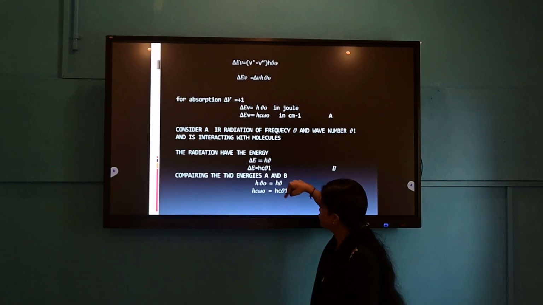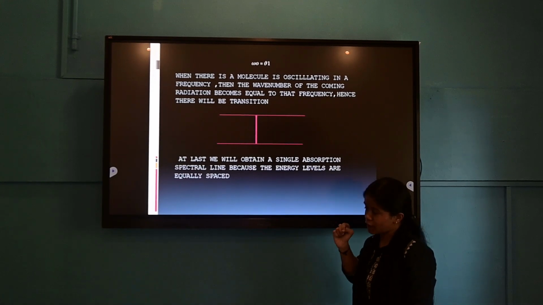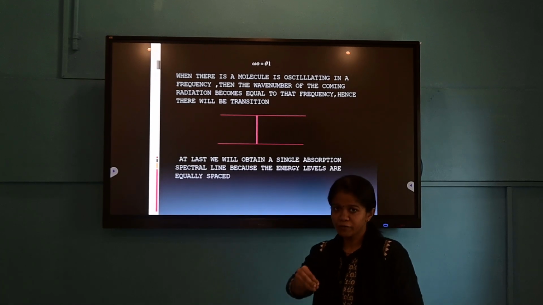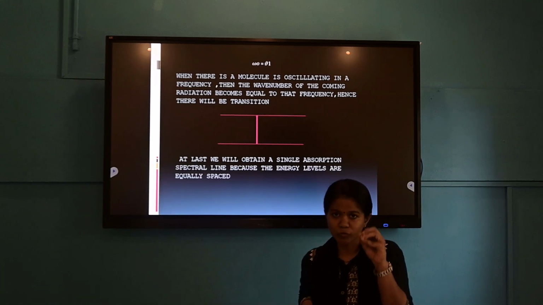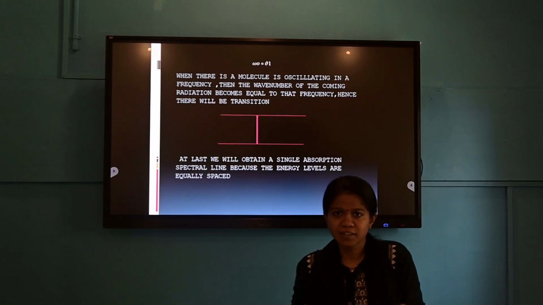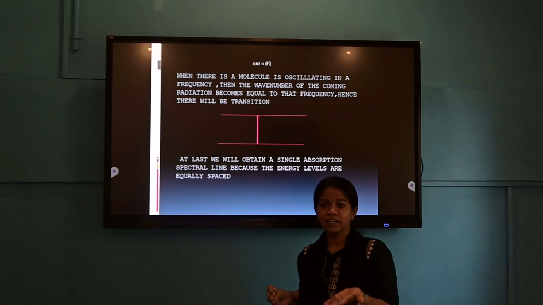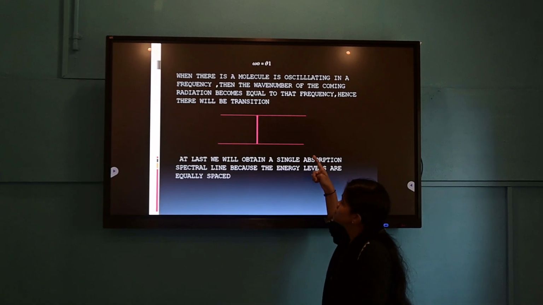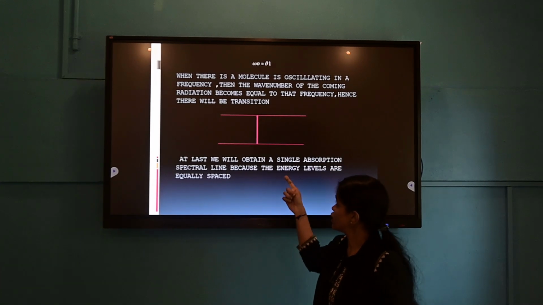We can cancel hc on both sides, and we get omega 0 is equal to nu 1. This means the molecule is already in vibration with a frequency omega 0, and then a radiation is coming with a wave number nu 1. The vibrational transition occurs only when the frequency of the oscillation omega 0 is equal to the wave number nu 1. This is the condition for the transition of the molecule. This is the form in which we can represent the spectra of this vibration, and the spectra will be in this form.